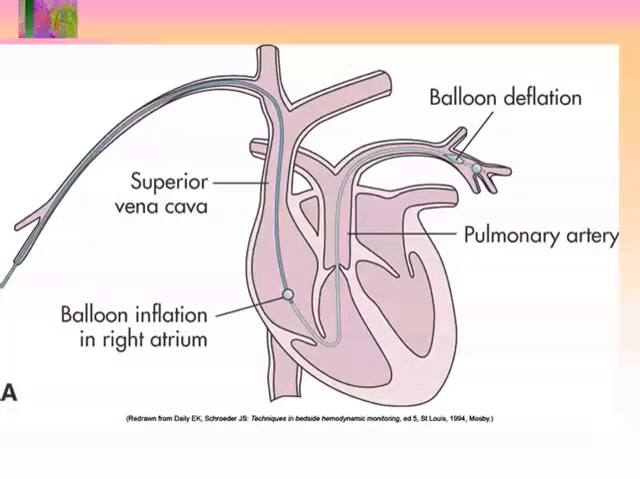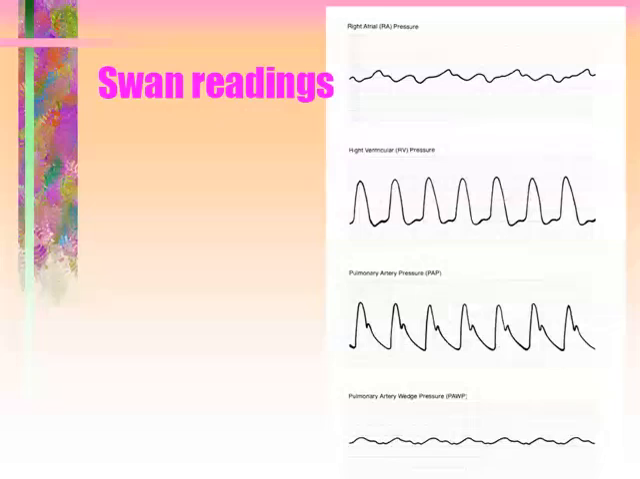Usually through the subclavian or the jugular. It'll go in through the superior vena cava. When you get into the right atrium, the balloon will be inflated, and then flow will direct it into the right ventricle and on up into the pulmonary artery. And it will continue until it lodges in a pulmonary artery, and then you will deflate the balloon. And these are the readings that you get that go along with it.